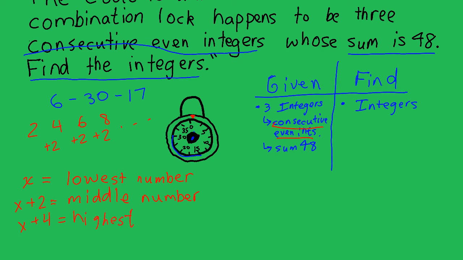And as a side note, it's the same thing for consecutive odd integers as well, because each one's going to be 2 more than the previous odd integer, just like with even integers. So now that we've defined all of our variables, we can write an equation using the other information that we had, and that was that the sum of these integers is 48.